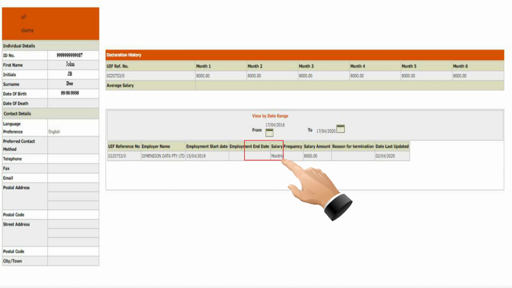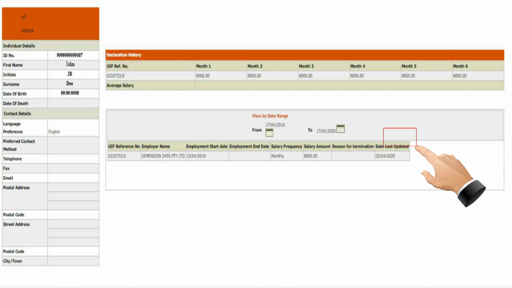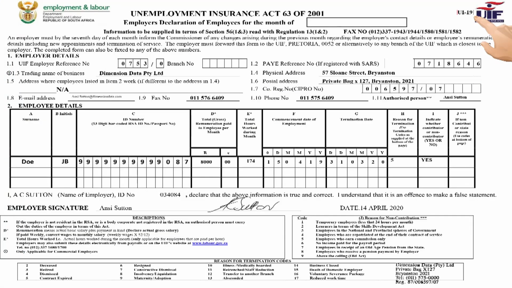And then we move on to the monthly salary. That is the amount that John Doe earned, which was 8,000 rand a month. And what is the reason for termination? It is not clear, which means the UI-19 form will indicate to the Department of Labor the reason this person is not working there. So then we move on to the UI-19 form.